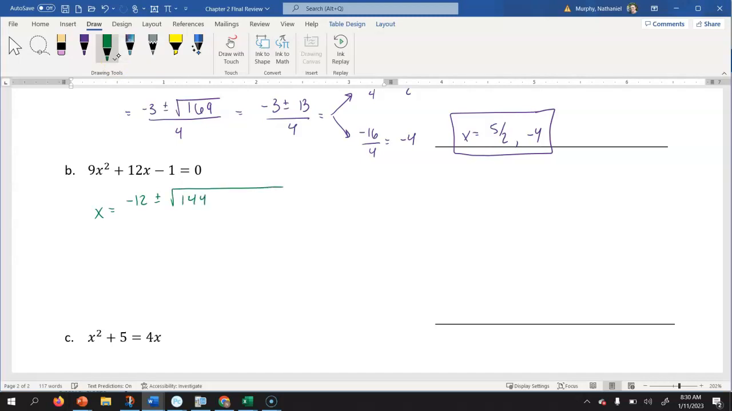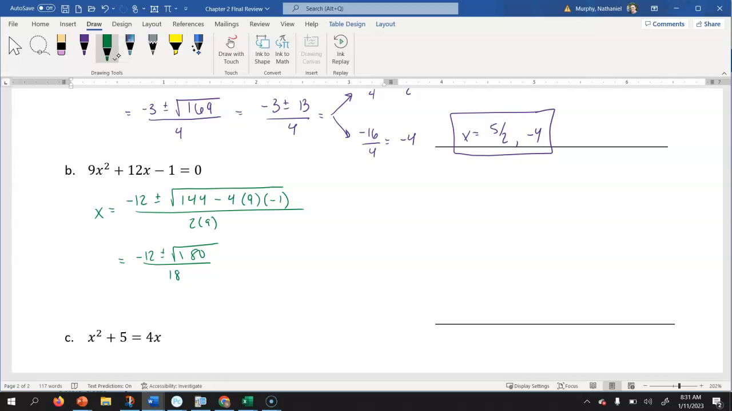Now 12 squared is 144, so that'll be minus 4 times a, which is 9, times c, which is negative 1, all over 2a. So when I go to simplify this, I'd have negative 12 plus or minus the square root of 180, so you can just do that on your calculator, over 18.